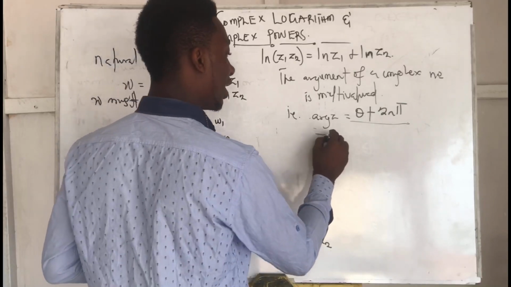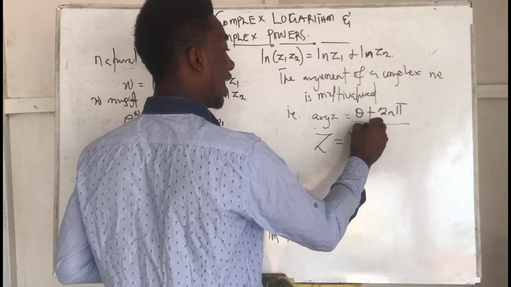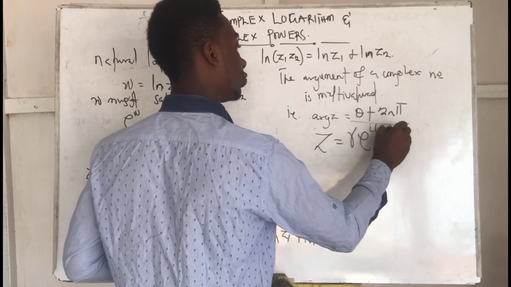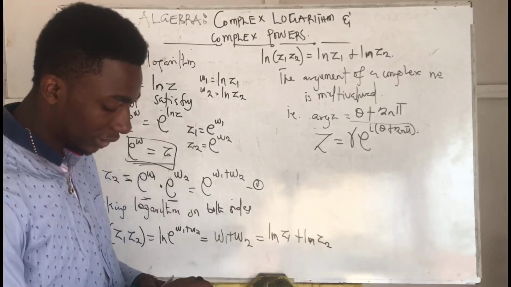And now, if it is the same, you rewrite the polar form of the complex number as r e to the i times the bracket theta plus 2n pi. So we established this part in the previous video.